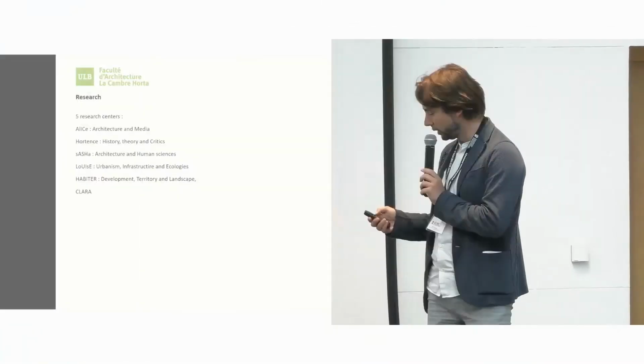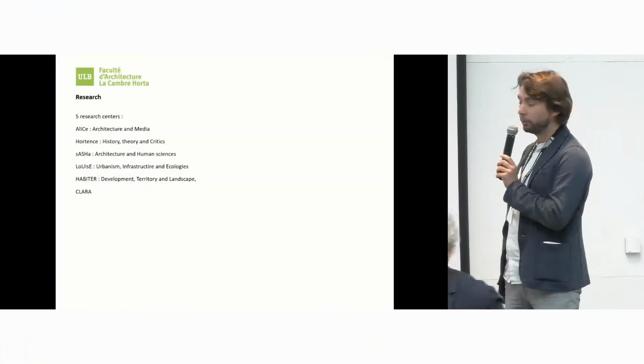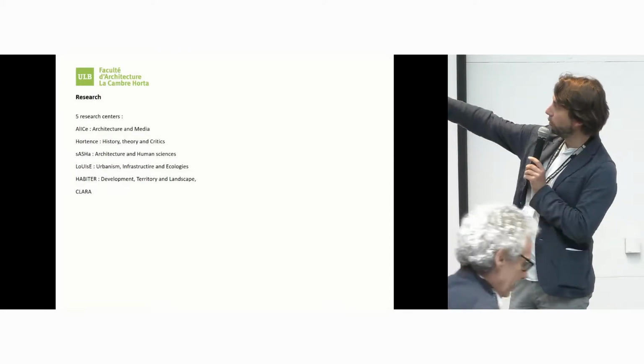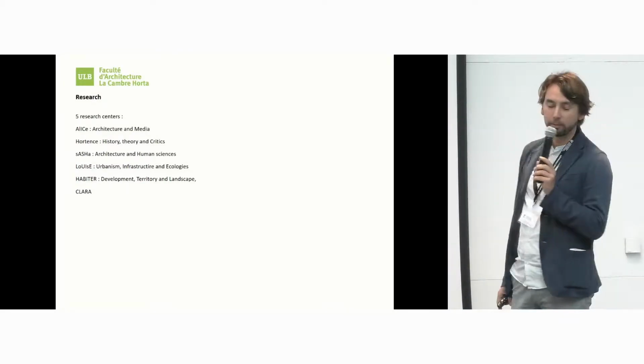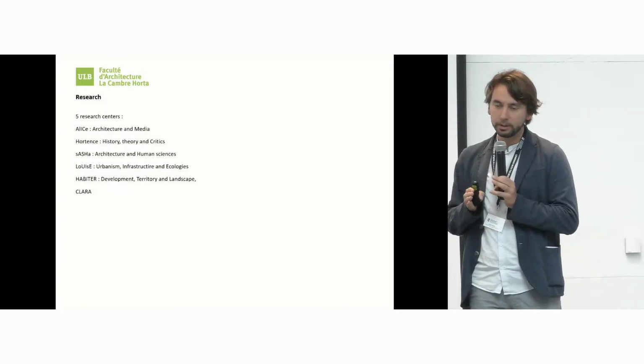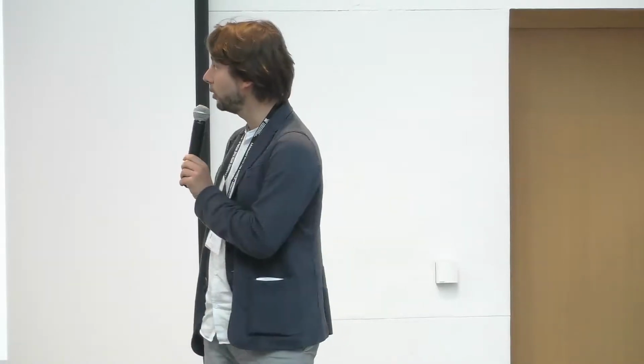So we have actually 5 research centers that you can see. They are all having Alice, Hortense, Sacha, Louise, Habité, and they are thematic. So the idea is that these research centers are connected in terms of teaching and education, something that Victor explained a bit yesterday, but they also have their own autonomy. And people like me, academics, are part of the research center. I'm in Louise, Laboratory Urbanism, Infrastructure and Ecology, and also part of the teaching program.